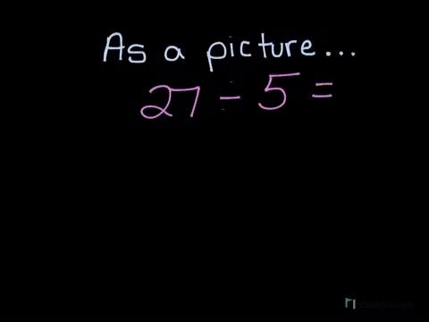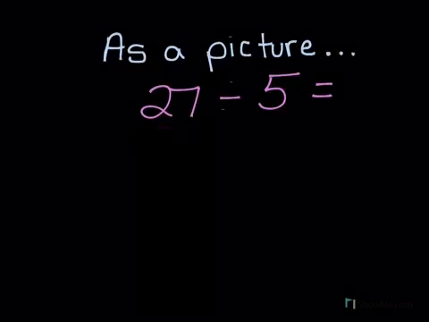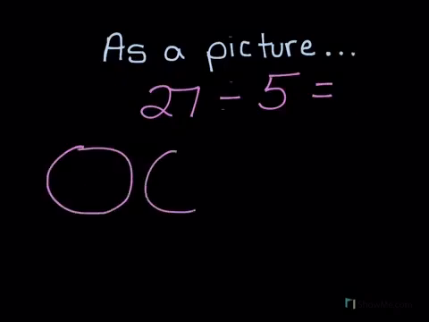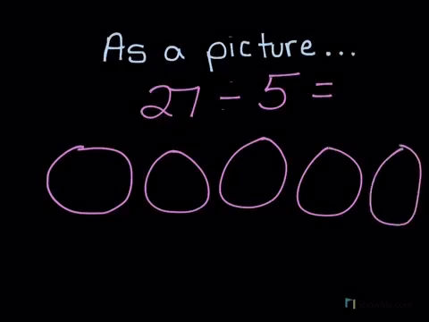Let's think about this as a picture. 27 divided by 5. So I have 27 somethings, and I'm splitting them into 5 equal groups. So I could say, okay, 5 groups. 1, 2, 3, 4, 5. And then I have 27 somethings. Well, we found that this was 5 remainder 2. So let's try putting 5 somethings in each group.